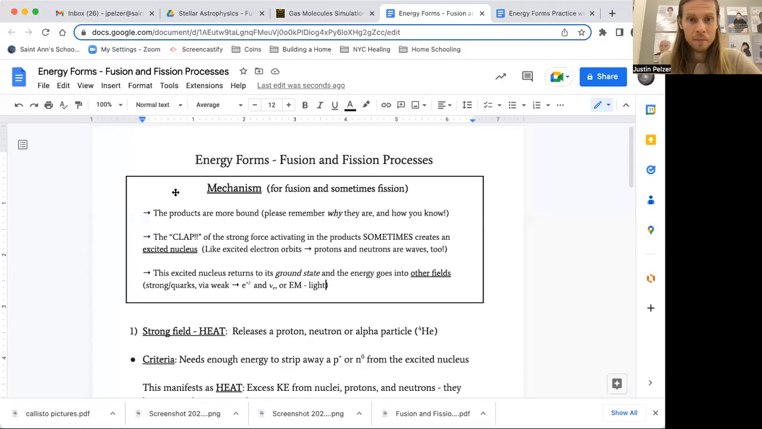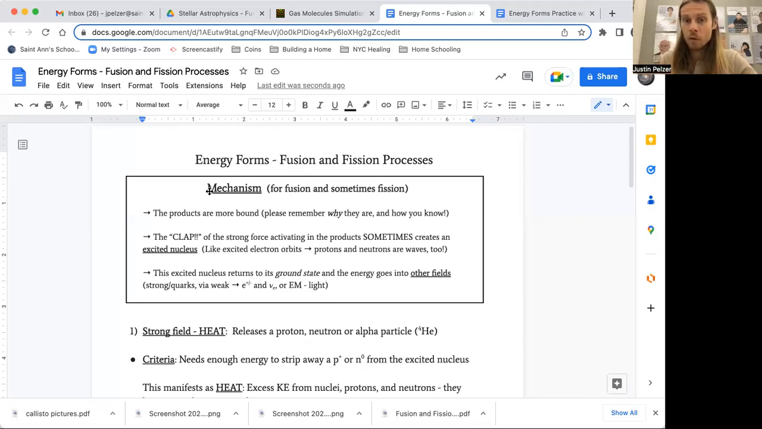Hello friends, this is a video on the energy forms in fission and fusion. During fusion and fission processes, the products are more bound, so they clap together.